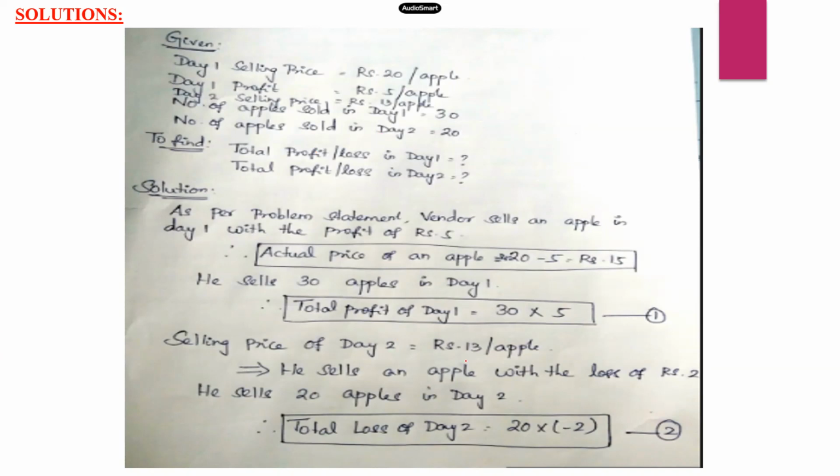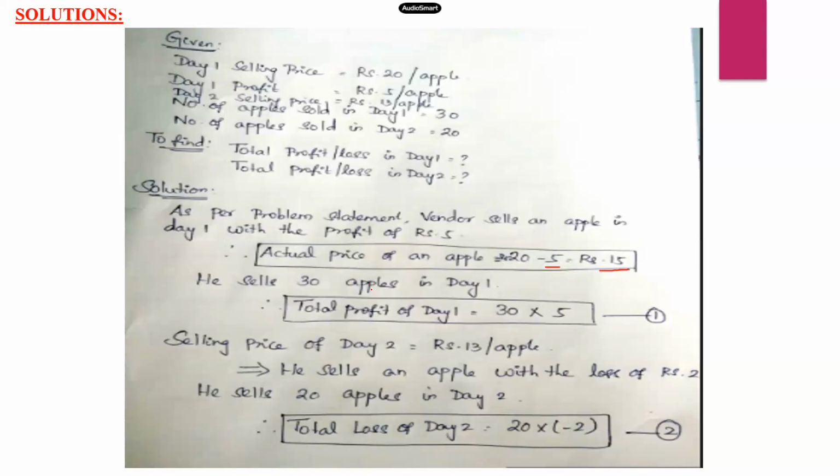So here is the solution. As per the problem statement, the vendor sells an apple on day one with a profit of rupees 5. So what is the actual price? The actual price of an apple is rupees 20 minus 5, because we have to reduce that profit. Here the 5 is called the profit. If you reduce the profit from the selling price, then you will get the original price of the apple, so rupees 15.